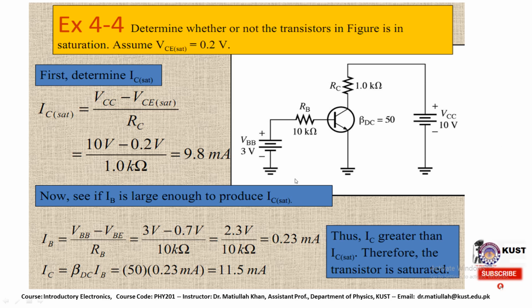This means the transistor is saturated, since we get the value of IC as almost 11.5 milliampere, while the IC saturation that we calculated is equal to 9.8 milliampere. So from this we can conclude that it is in saturation mode.